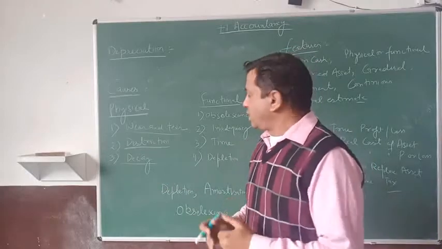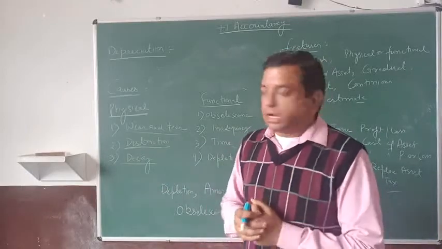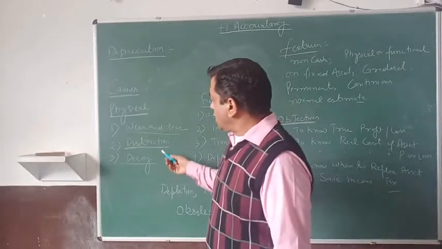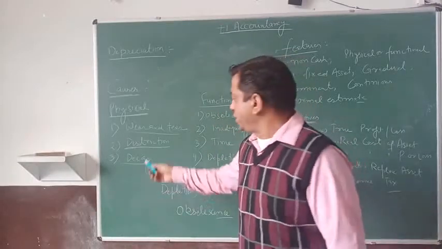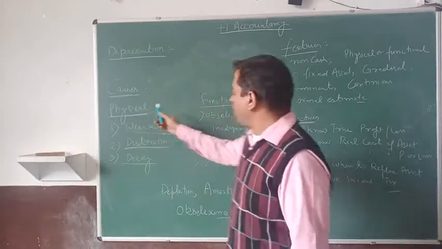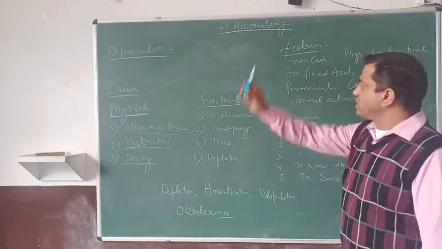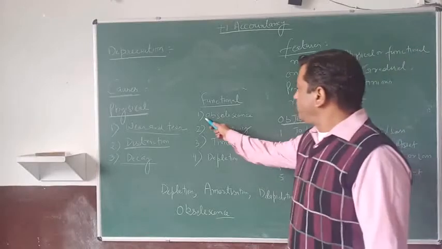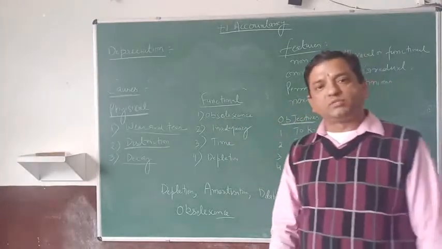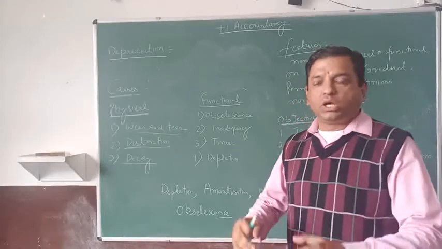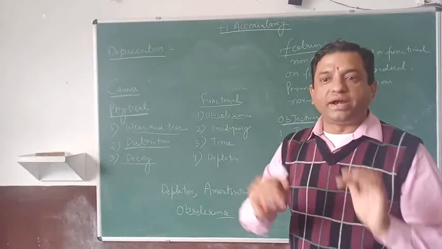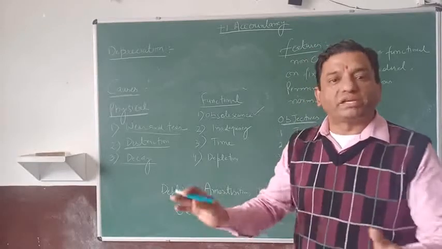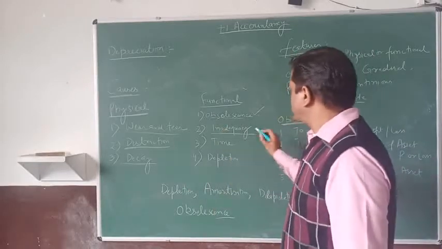like evaporation, like you can say moisture. Sometimes the moisture affects the quality of the product, it is decay. This is physical. Come to the next, functional type of causes of depreciation. The very first is obsolescence. Obsolescence means when any product goes out of trend, out of fashion. Obsolescence. Not in fashion.